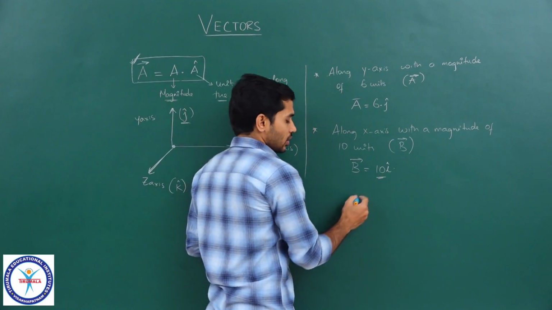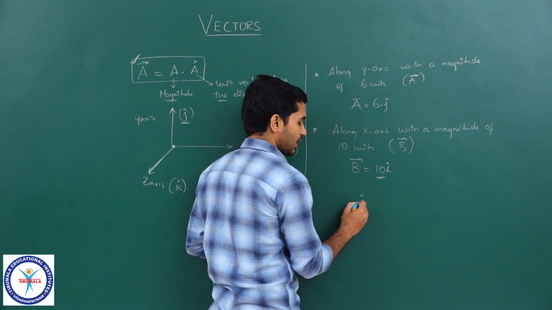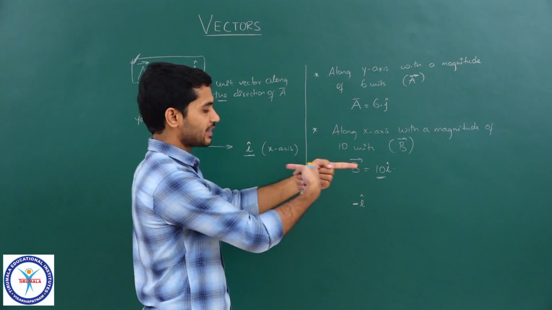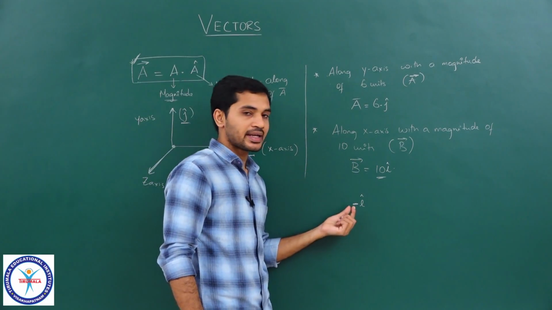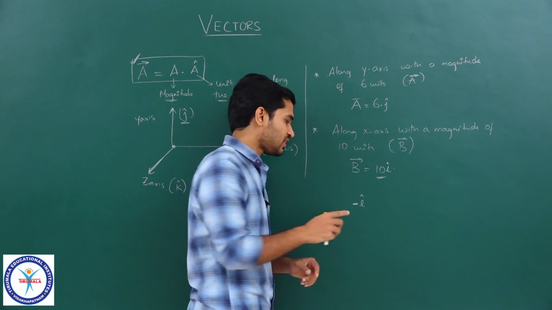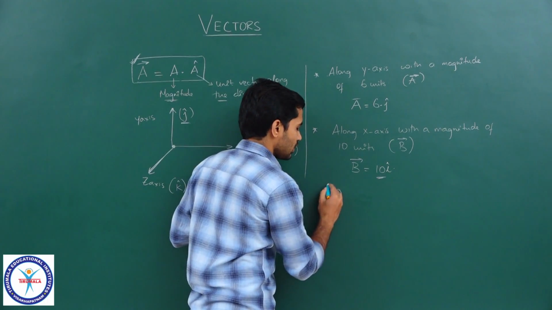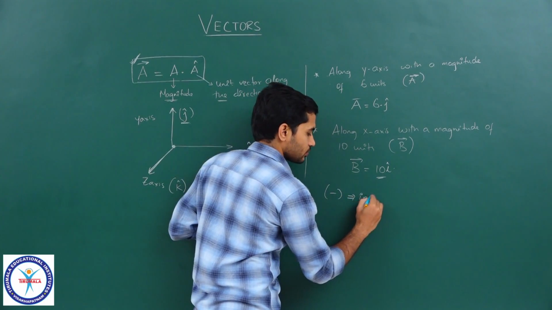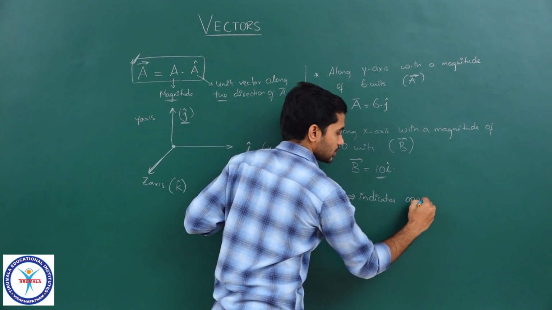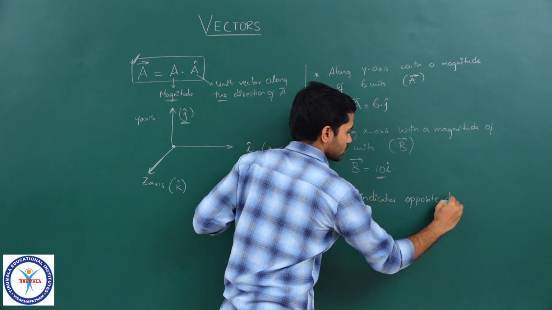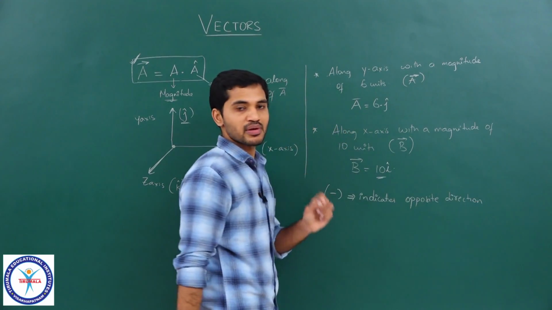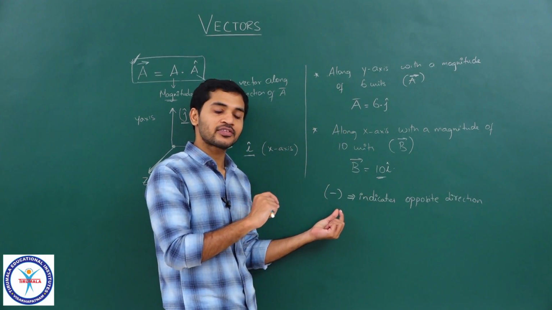Remember once again, if I use minus I cap, minus sign here indicates that the direction is opposite. So I cap is this, minus I cap is this. Clear? Whenever you see a negative sign when dealing with vectors, remember that negative sign always means opposite direction. So whenever you are putting a negative sign in front of something, what does putting a negative sign in front of something mean?